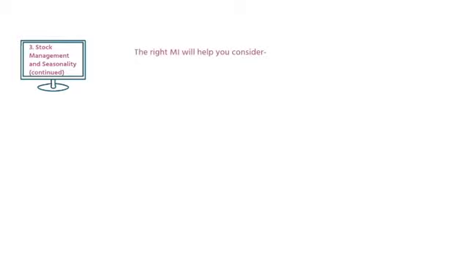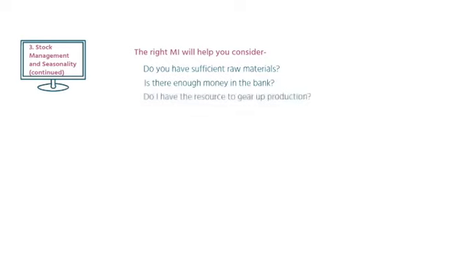Decisions for seasonal businesses can be much easier with the right MI. Your financial information should guide you in considering: do you have sufficient raw materials to produce stock for the Christmas or summer rush? Is there enough money in the bank to cover for the additional purchases and stock carry? Based on previous experience, do I have the resource to gear up production?